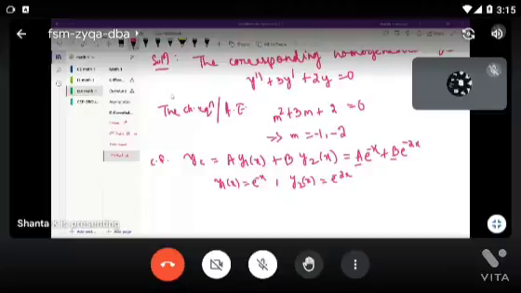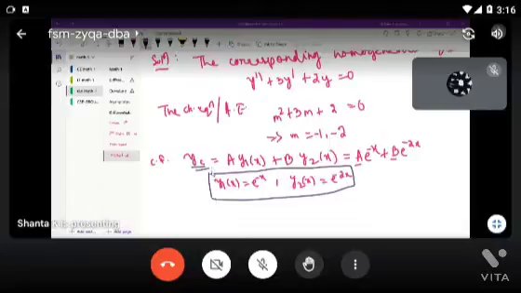Okay. So this we have, this is a complementary function. Okay. So here they are the linearly independent solutions. Linearly independent solutions of this one, you can say.